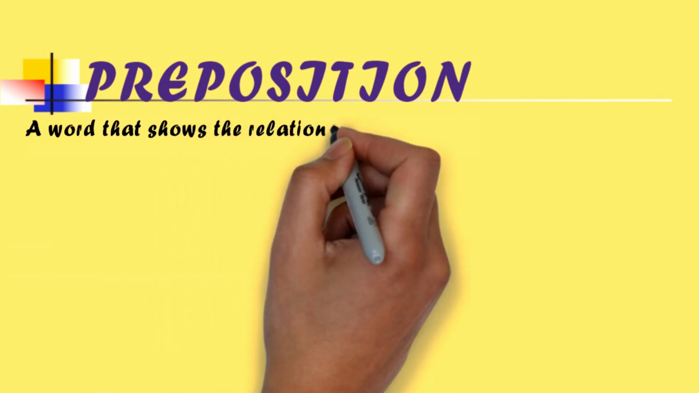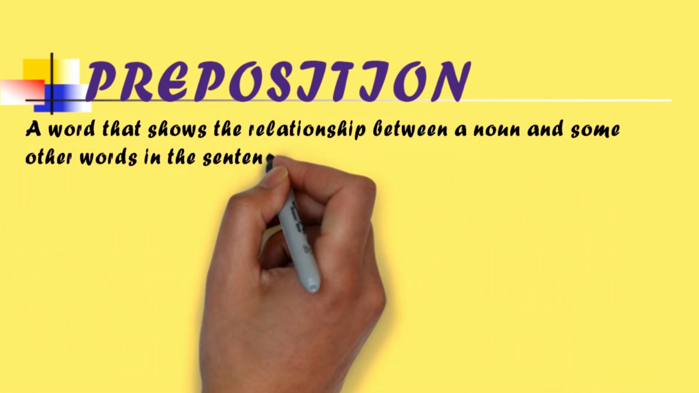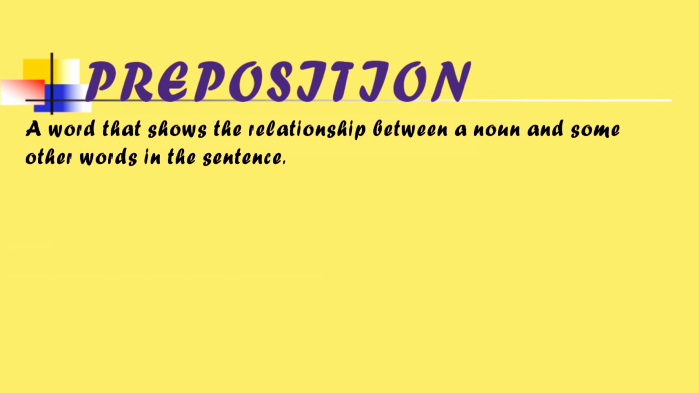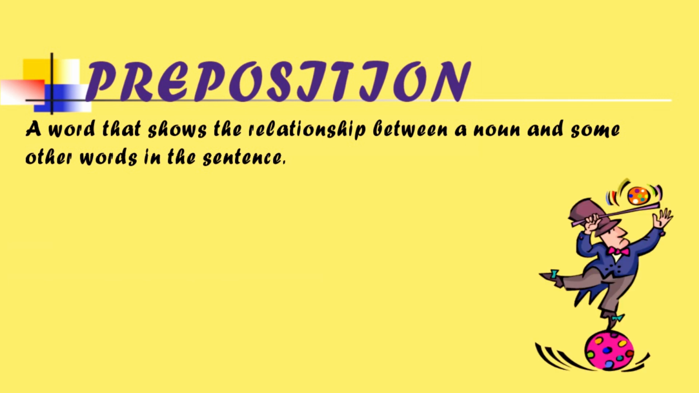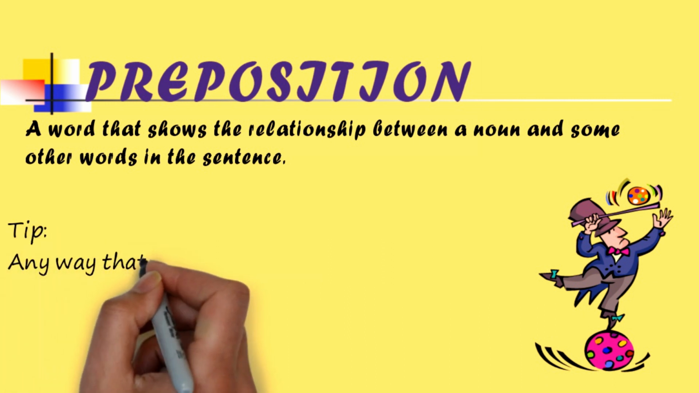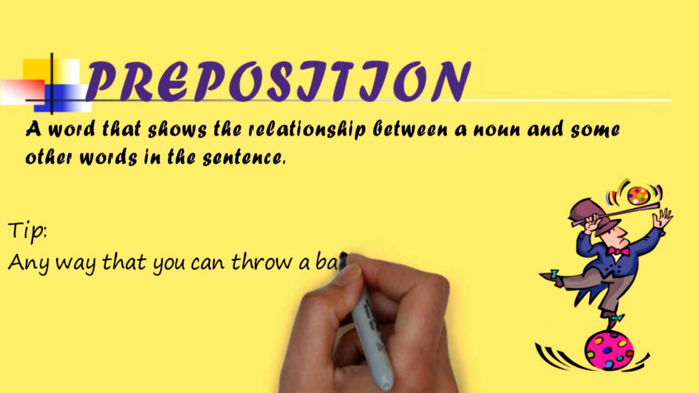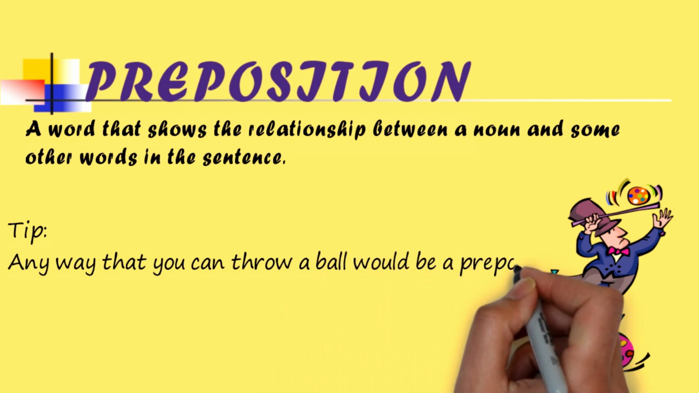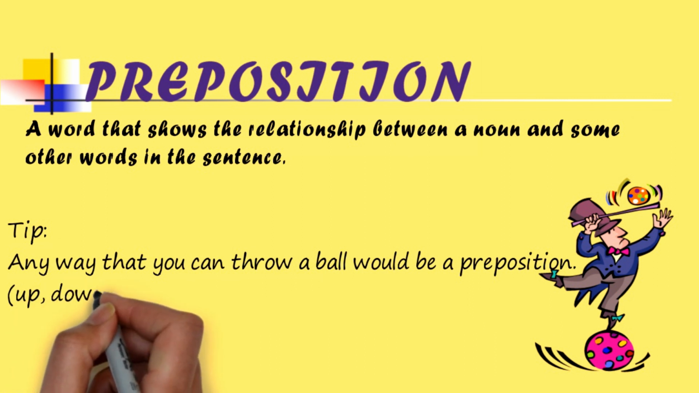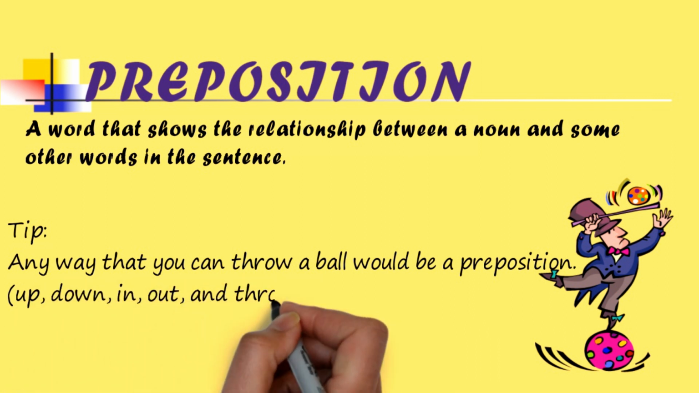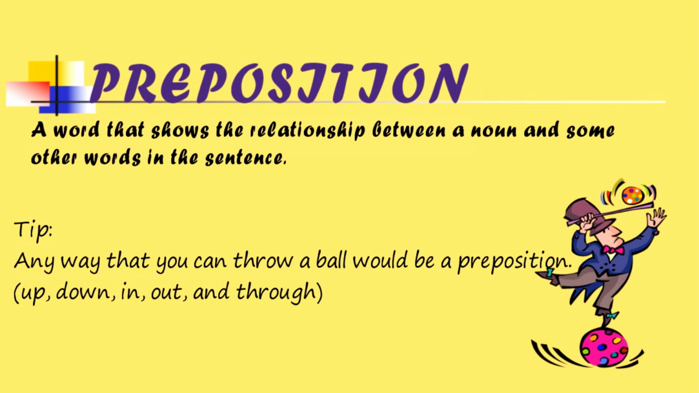The preposition. Now, a preposition is a word that shows the relationship between a noun and some other words in the sentence. Now here I'm going to look at a situation. I'm going to talk about a ball. Any way that you can throw a ball would be a preposition. You can throw it up or down or in, which means inside a place, or out, outside a place, or through, via a place. So up, down, in, out, and through are called prepositions. There are many. We shall see a detailed lesson on prepositions later on in my coming lessons.